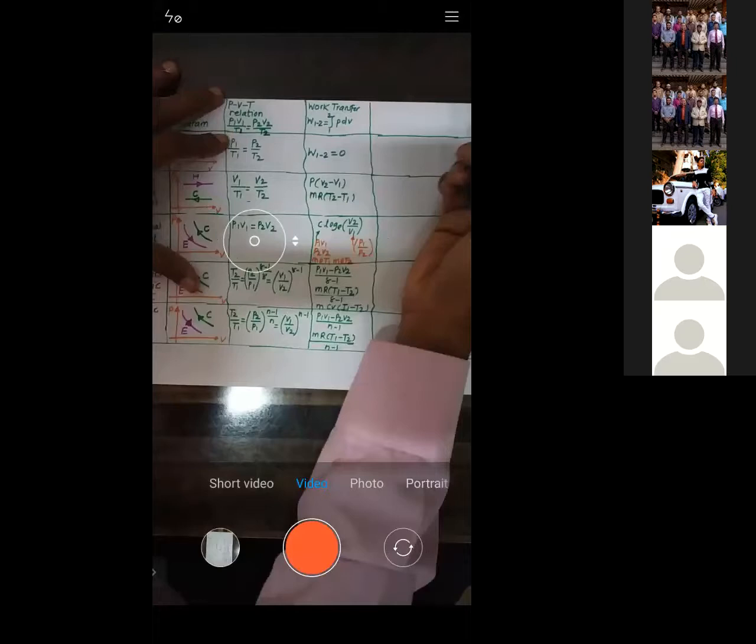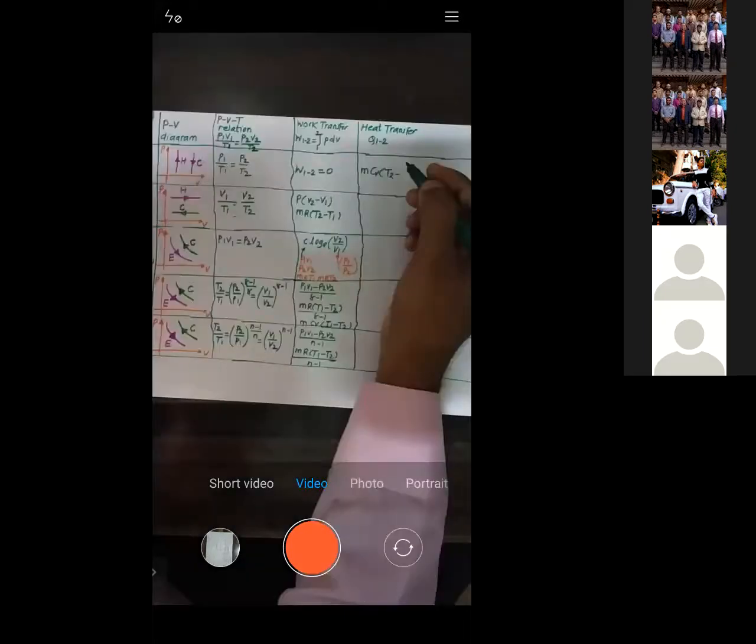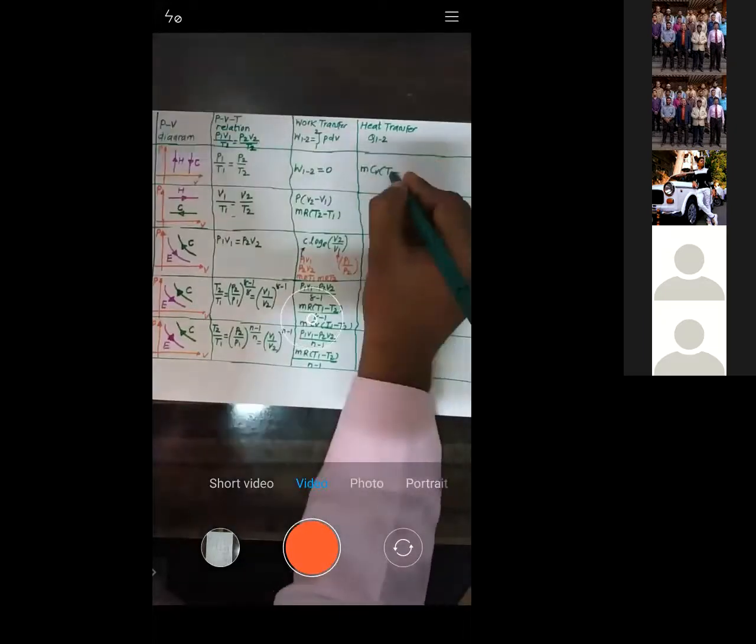Okay, heat transfer is indicated by Q12. What is the heat transfer in an isochoric process? The process is constant volume, so the formula is mCv (T2 minus T1), because the process is constant volume, right?